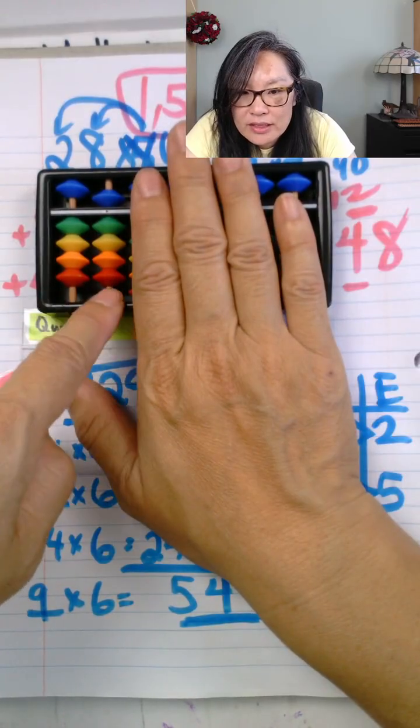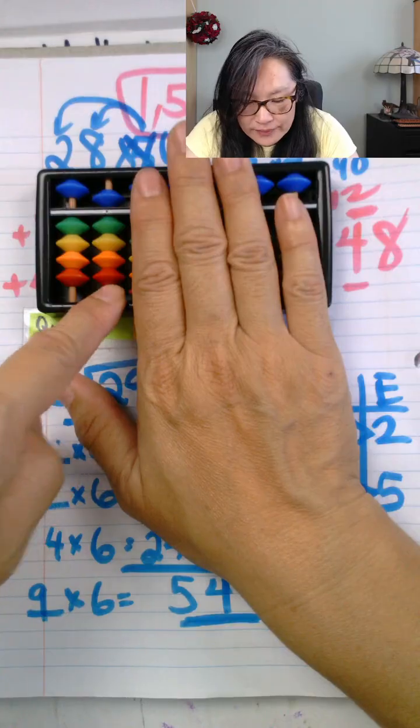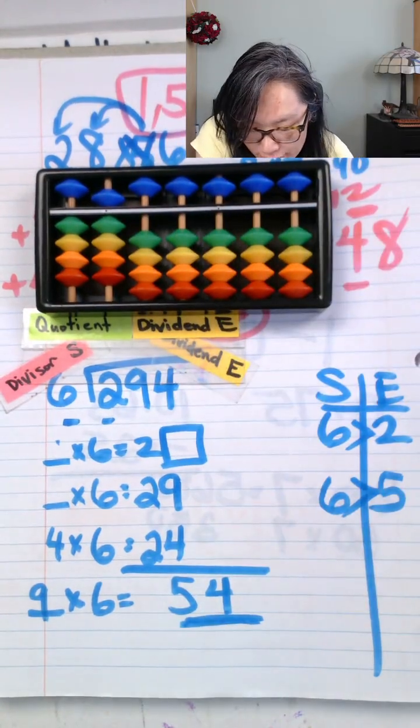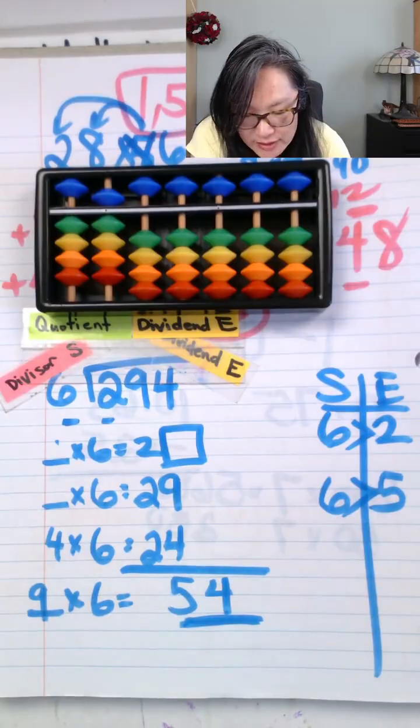All right, so how are we doing? Is that all right? Then that's division. That's long division. Long division on the abacus.